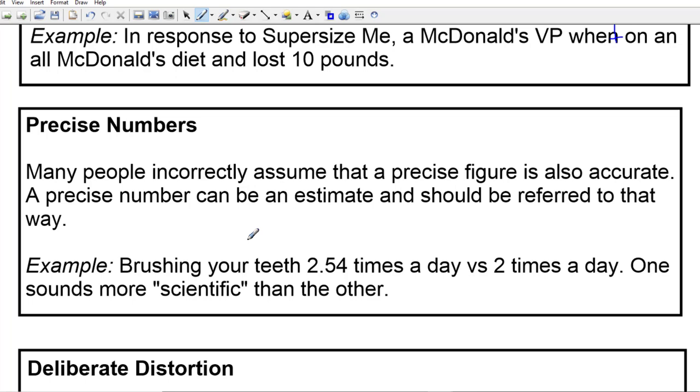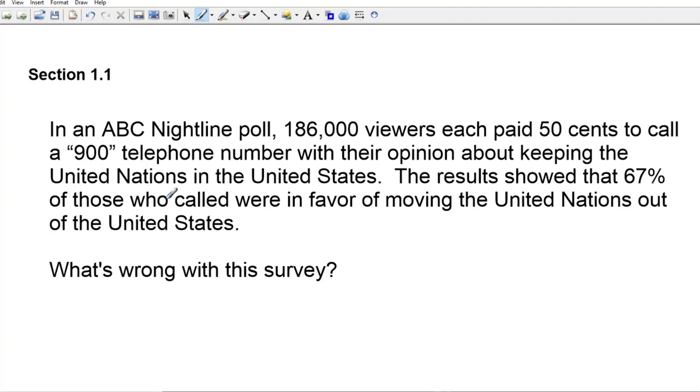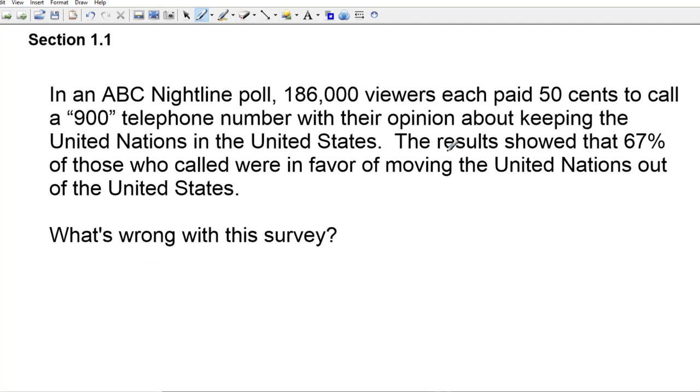How about deliberate distortion? Some studies or surveys are distorted on purpose. The distortion can occur within the context of the data and the source of the data and the sampling method or the conclusions. All right, here's an example. In an ABC Nightline poll, 186,000 viewers said each paid 50 cents to call a 900 telephone number with their opinion about keeping the United Nations in the United States. The results showed that 67% of those who called were in favor of moving the United Nations out of the United States. What is wrong with this survey?